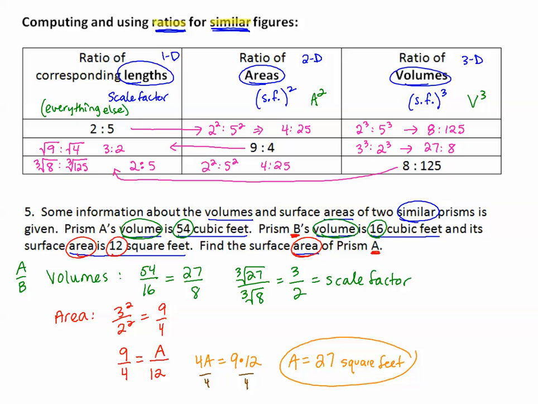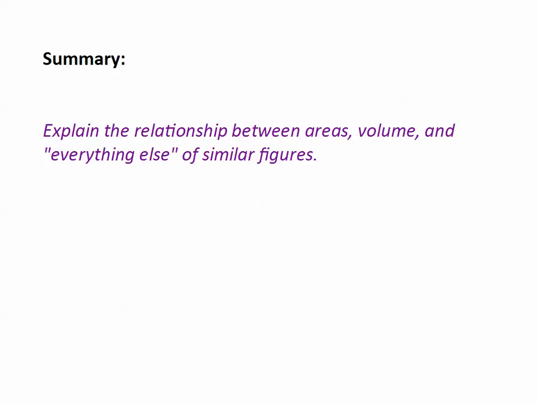We did it! For a summary, take a few minutes to explain the relationship between areas, volume, and everything else of similar figures.